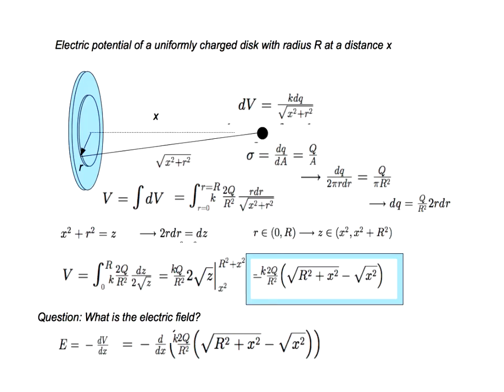I will leave it to you again to work out the details, but the final result should be minus k times 2q over R, the radius of the disk squared, multiplying the following expression: x over square root of R squared plus x squared minus 1. You can compare that expression with our result that we obtained for the electric field due to a disk, and it should look identical. If it doesn't, let me know and I can answer any questions in class.